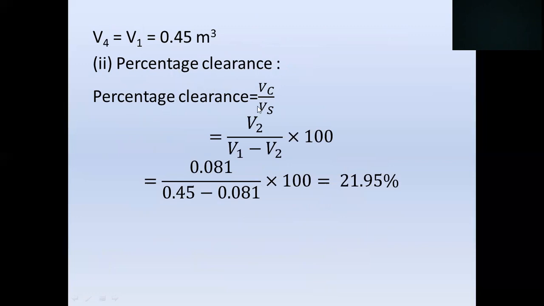Second, percentage clearance. So percentage clearance formula is VC by VS. VC is clearance volume, VS is swept volume. So VC is equal to V2 and VS is equal to V1 minus V2. V2 value is 0.081, then V1 value is 0.45. V2 value is 0.081 into 100. You get the percentage clearance as 21.95.